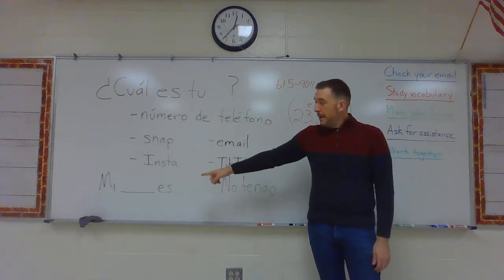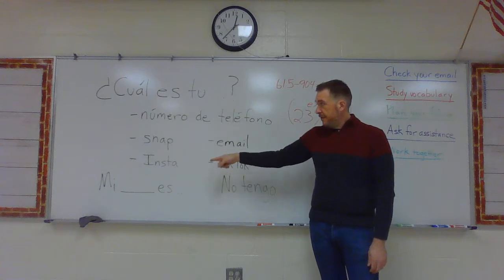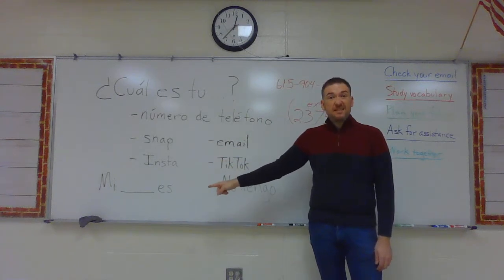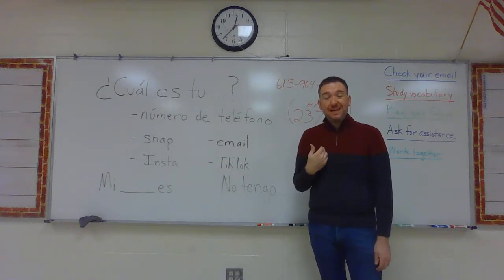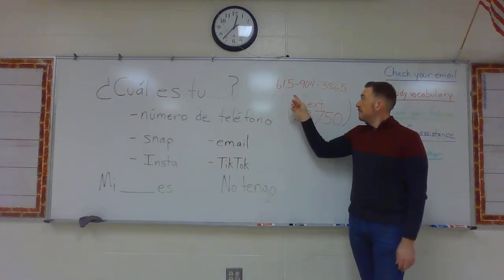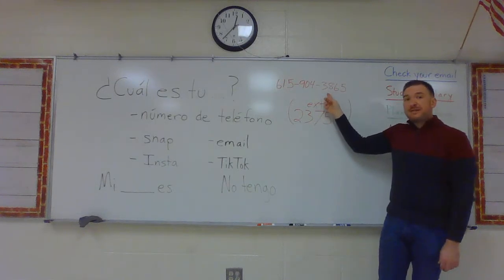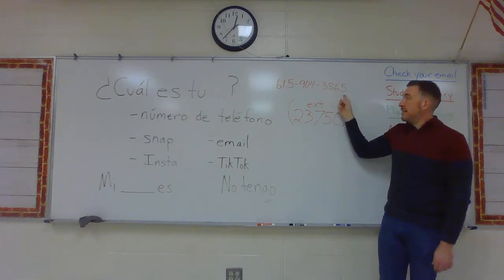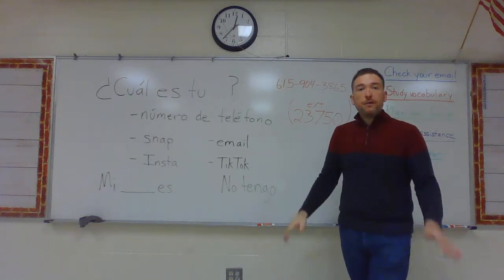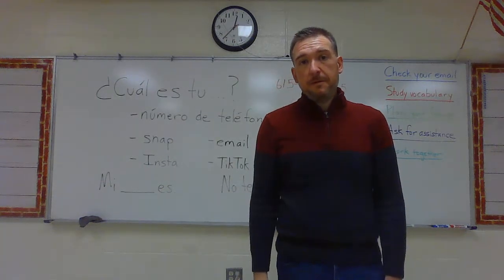Very, very simple. Mi is my. And then put in the blank whatever you're talking about and just say it is. So, mi número de teléfono es 615-904-3865. Or I could say 3865. They're both perfectly normal. Probably more common to say than 1 digit at a time in North America.